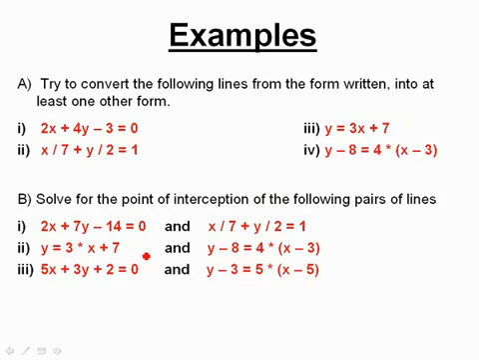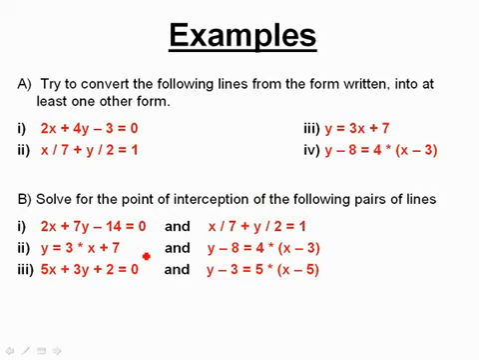And now we're at the end of this lesson. So all you have to do is try to solve these problems. In part A, try to convert the following lines from the form written into at least one other form. Probably all of them, or at least most of them, can be converted to most of the other forms, but only try to convert to one. And in fact, don't always pick the same one. I showed you 4 different forms, so try to convert each of these into one of those 4 forms.